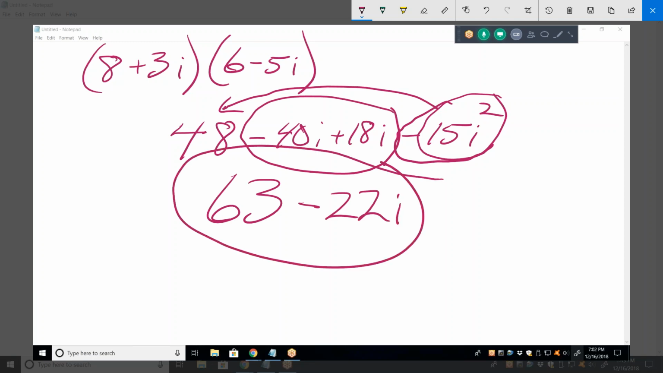The only thing special about it is you almost always end up with this i squared somewhere. And all i squareds need to be converted to negative 1. In other words, turn everything you can turn into a real number, do so. I can't do anything with the 22i. That's an imaginary number. I got to leave it like that. But this i squared is not an imaginary number. That's a real number.